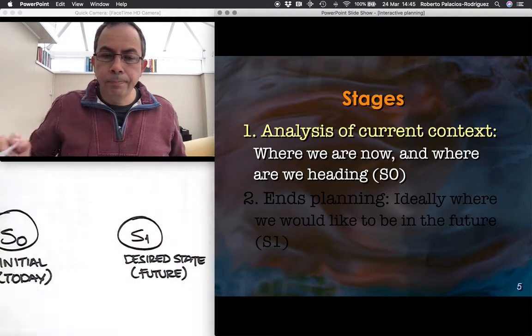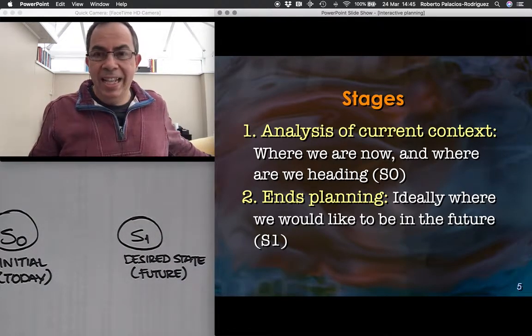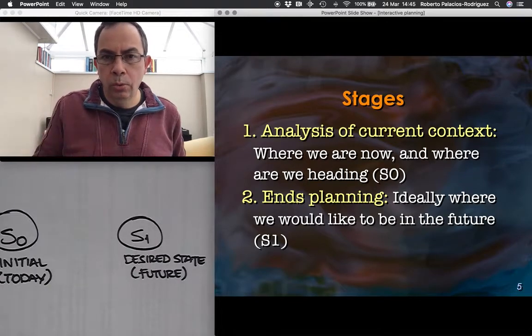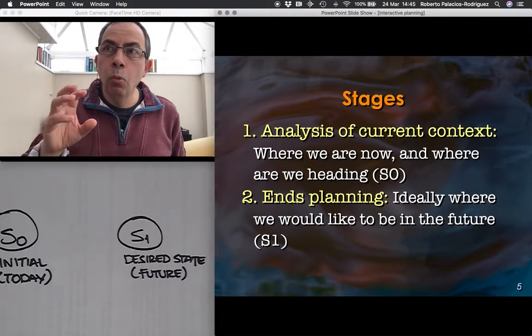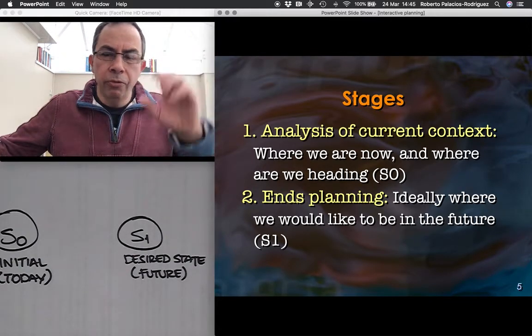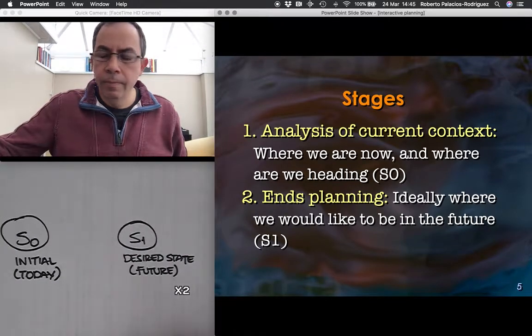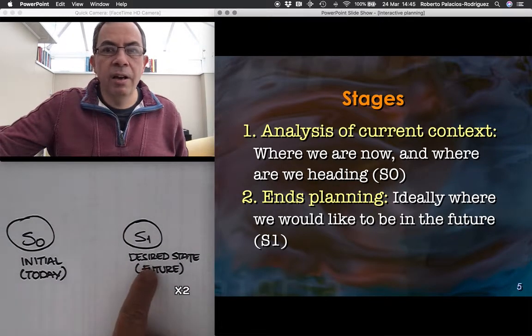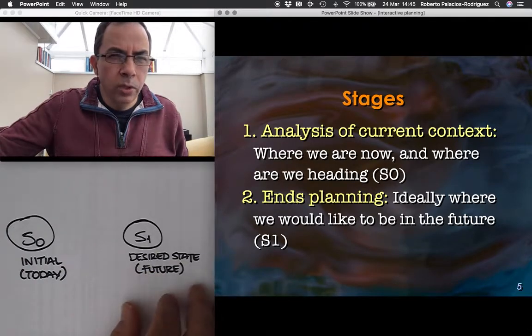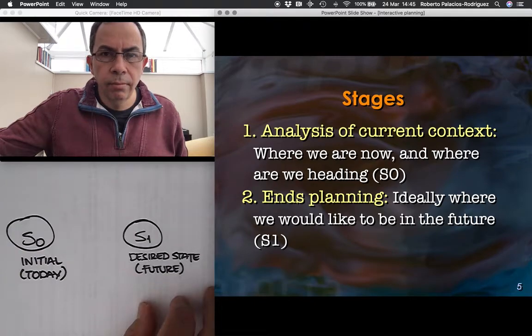Okay, the next stage is what we call the ends planning. Where do we want to go? Where do we see ourselves in 30 years' time? The long dream. Where do you see yourselves in the long-term future? That's why I call it the desired state, right? Where do you want to be? Not tomorrow, not in a year's time, but in the long run.